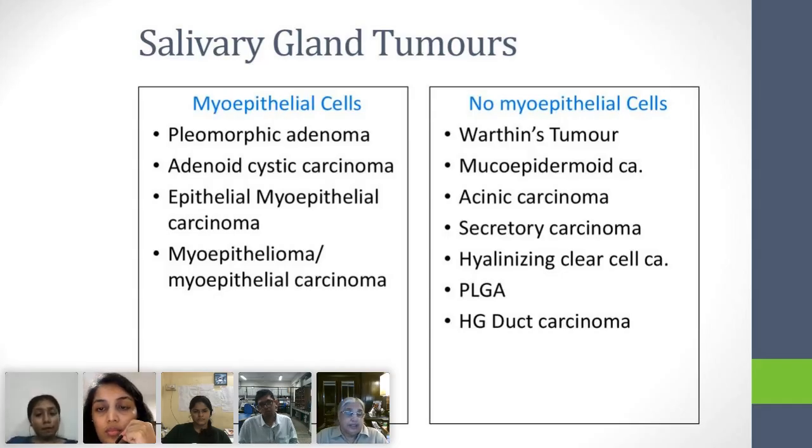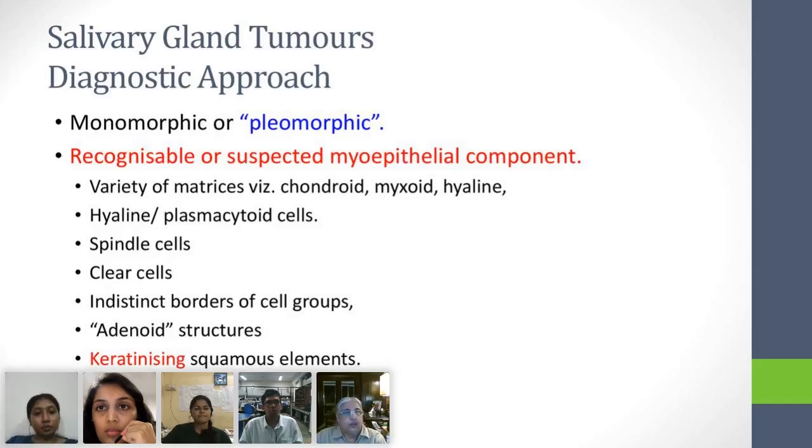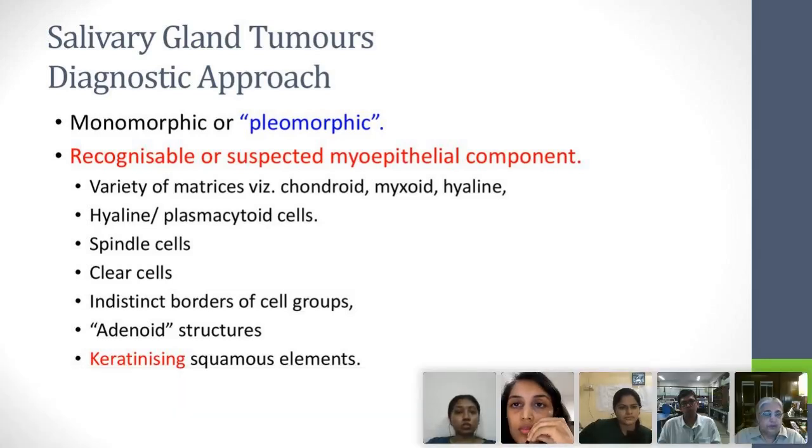Good. So my approach is very simple. Look at the histology, notice whether a tumor is monomorphic or pleomorphic. And what do we mean by pleomorphic? Not having bizarre cells and a lot of anisonucleosis or anisocytosis. What does pleomorphic mean? It means different kinds of cells. That's right. So then we look for recognizable or suspected myoepithelial components.